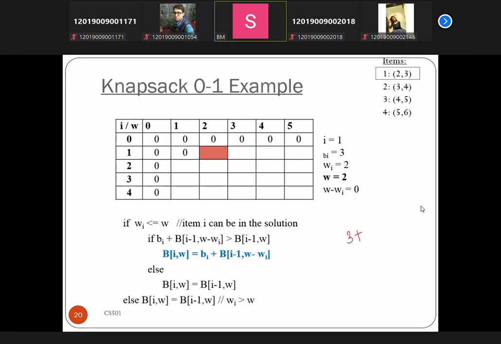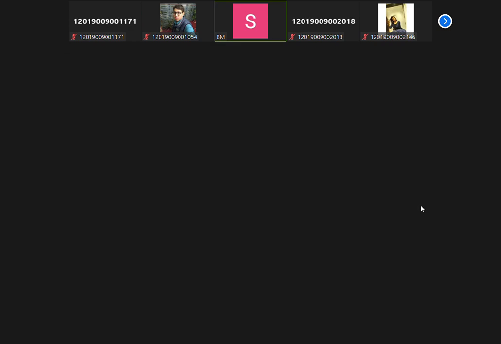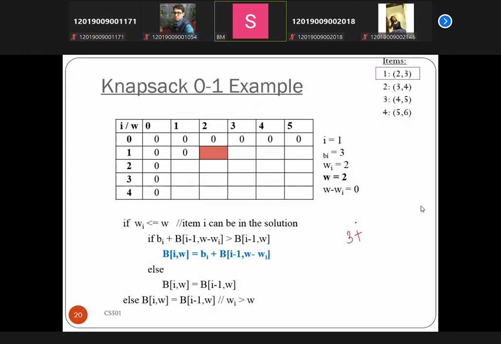W minus WI. What is W? 2. 2 minus 2. This is 2 second position. So W will be 2. So 2 minus 2, 0. So 0, 0. So 3 plus 0, 0 location means what? This 0 is there. So 0, 0. So 3 plus 0 is greater than I minus 1, W. Yes, that is also 0. So this becomes 3. Okay.